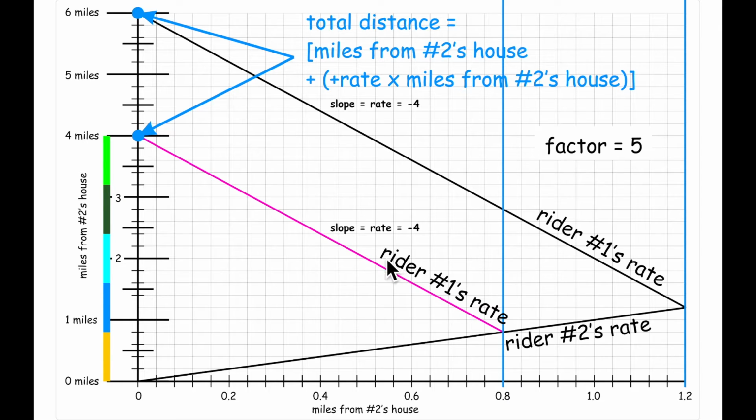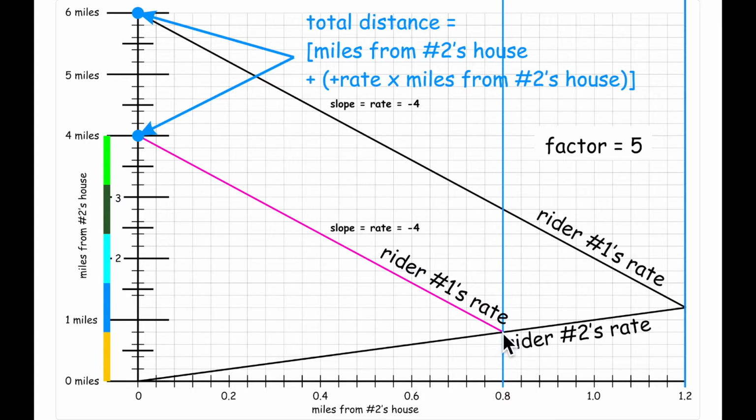So what's happening now is you're shifting distance from rider number 2 at the start. Before, rider number 1 was always fixed at 6 miles away, and we changed the times that they met, but it was always traveling that same 6 miles. But now, to keep the rates the same, we're going to shift the distance that number 1 is away from number 2, keep the rates the same, so they meet at different distances.